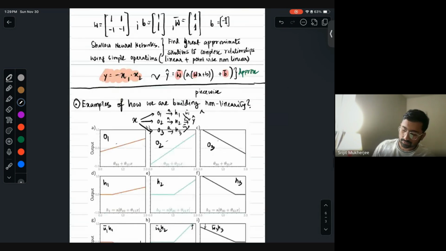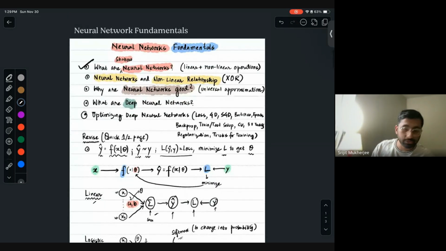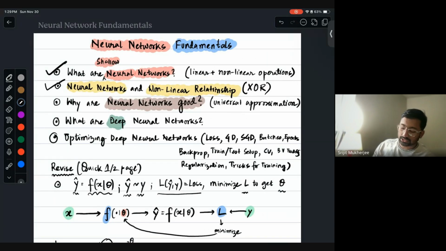Great. So this is why neural networks are good. Till now we have understood what shallow neural networks are, the nonlinear relationship between them, and why neural networks are good. Now we have talked about shallow neural networks; we will talk about deep neural networks.